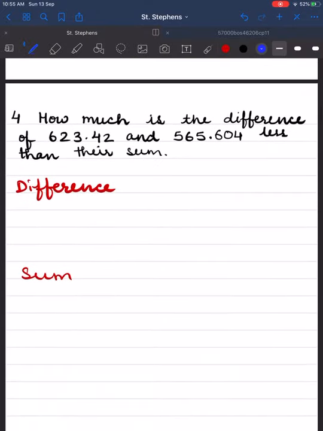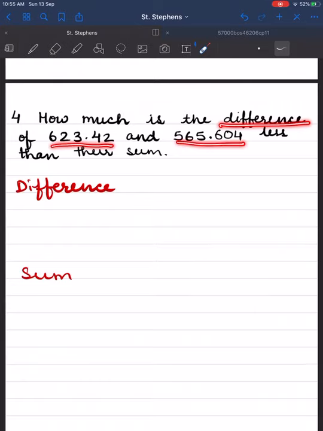Now let's do question 4. How much is the difference of 623.42 and 565.604 less than their sum? Now here first we have to find out the difference of the two decimal numbers, then we have to find their sum, and finally we have to subtract the difference from the sum.